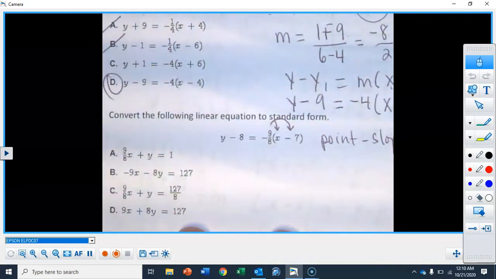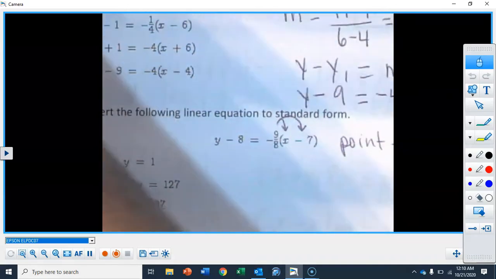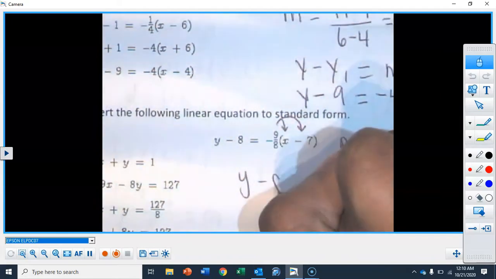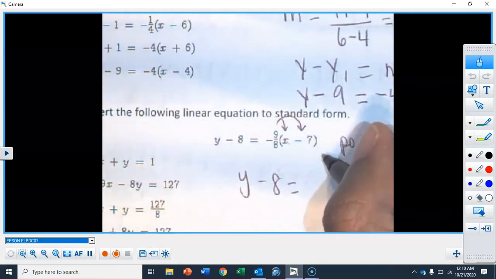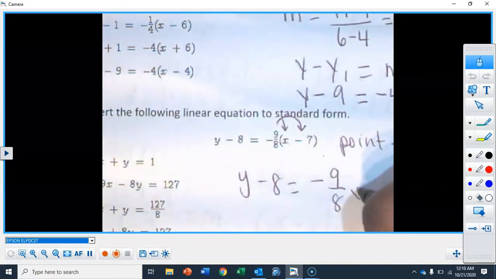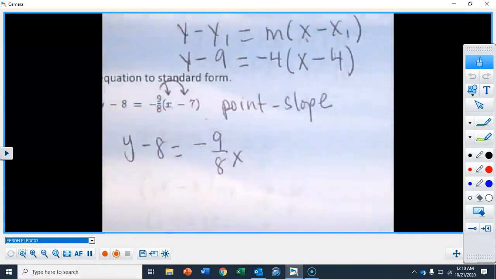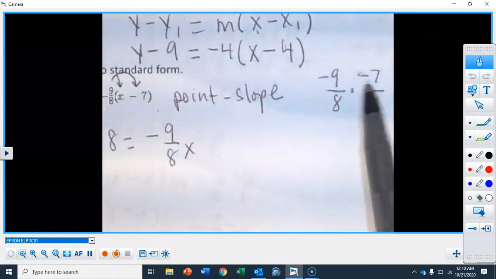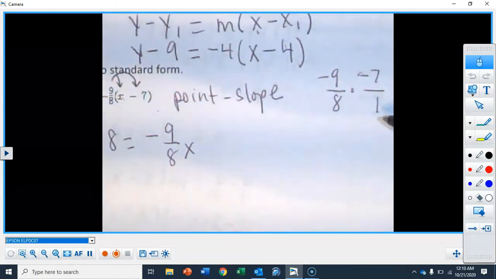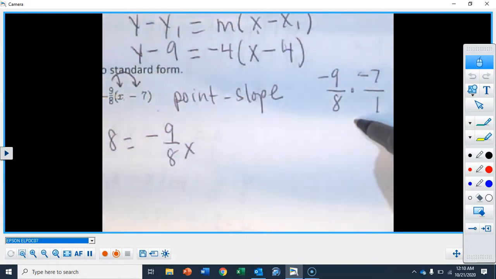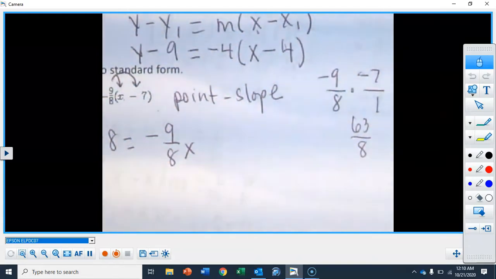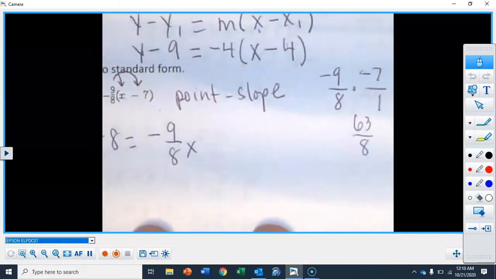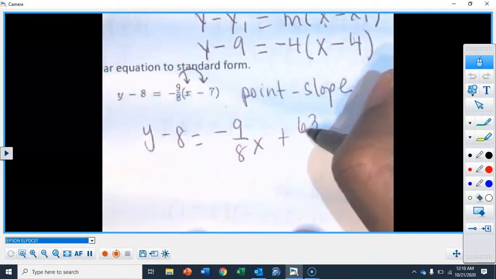So we're going to go back to the left. We're going to drop down that y minus 8 equals. We're going to multiply the negative 9 over 8, so negative 9 over 8x. And then watch my scratch work over here on the side. I'm going to do negative 9 over 8 times negative 7 over 1. This is positive 63 over 8. Yes, positive 63 over 8. So I'm going to put that back here, positive 63 over 8.